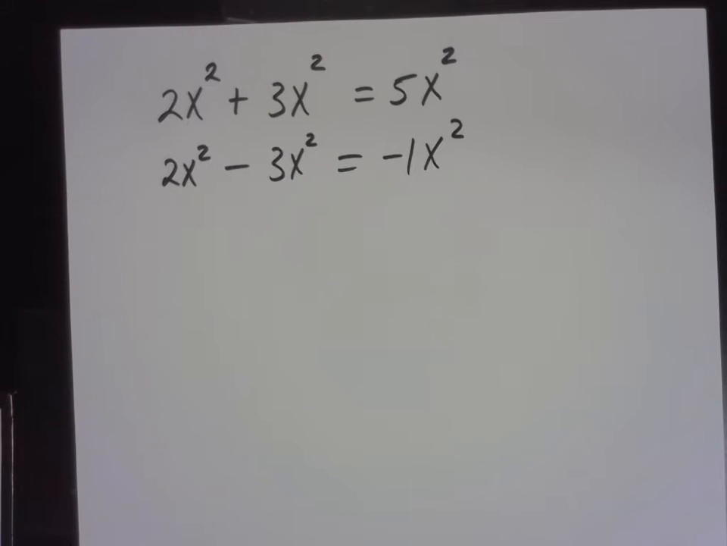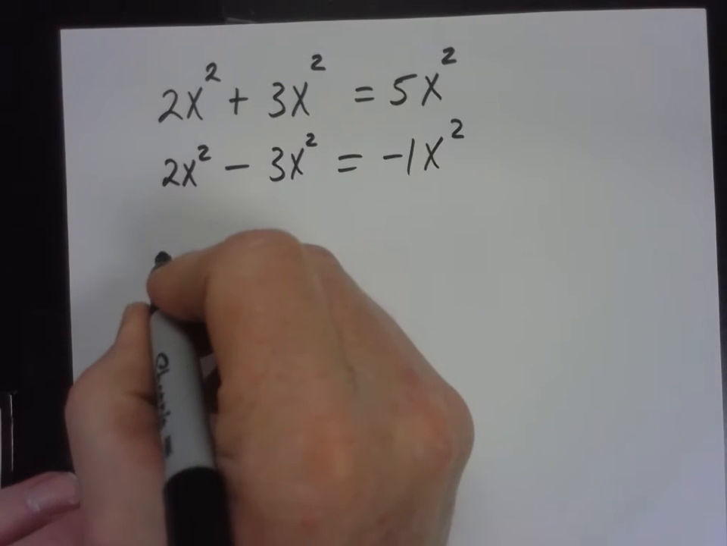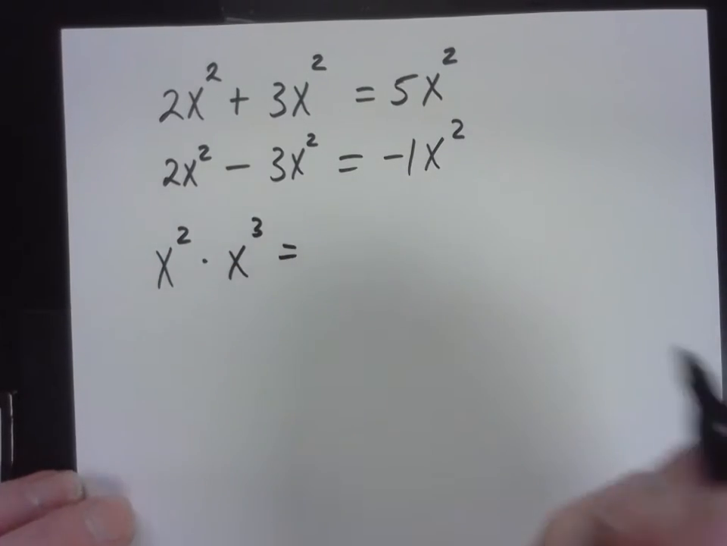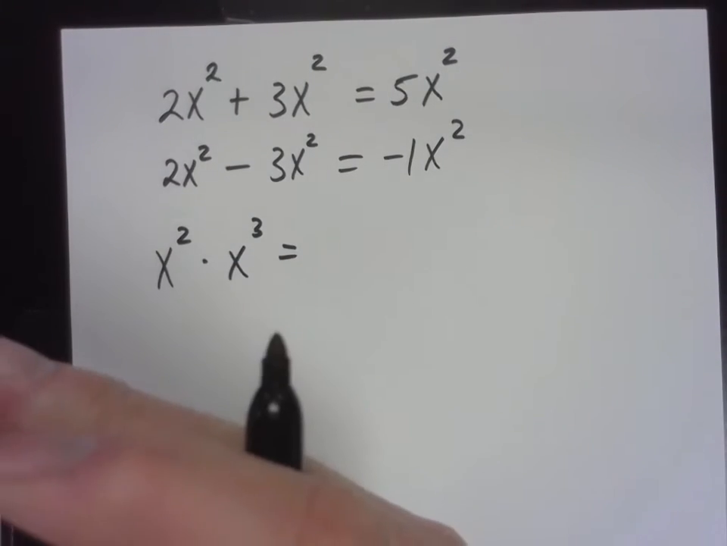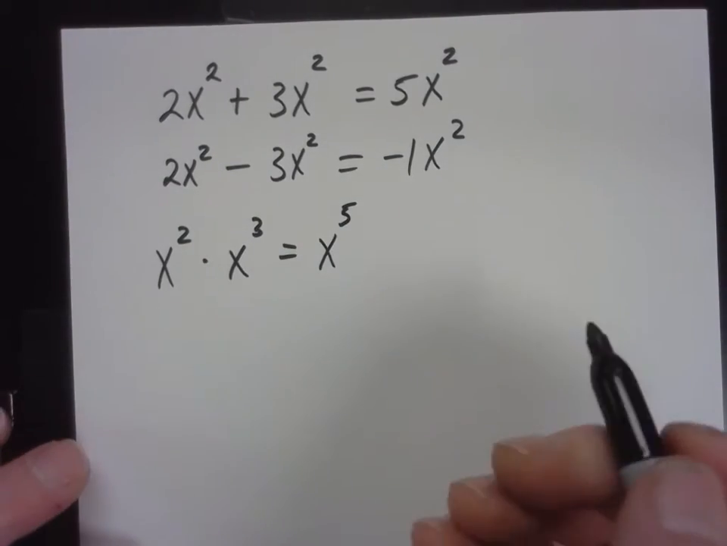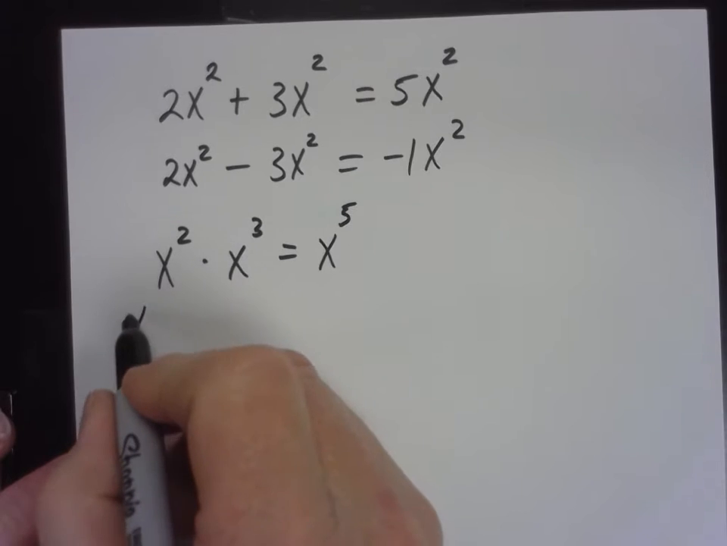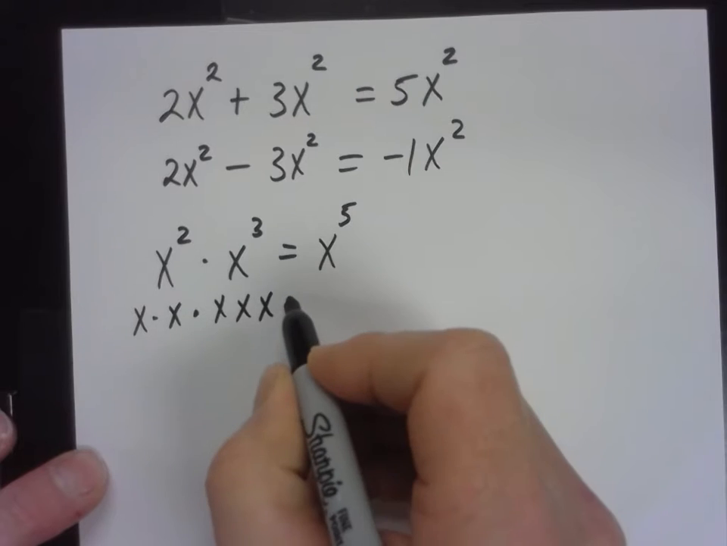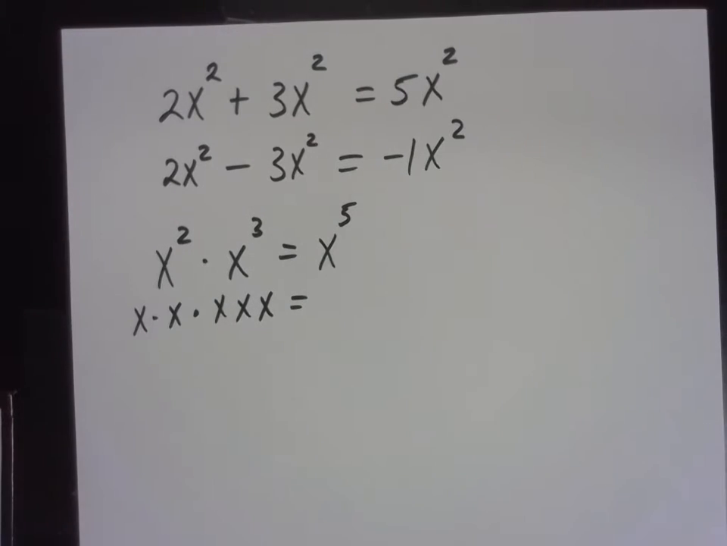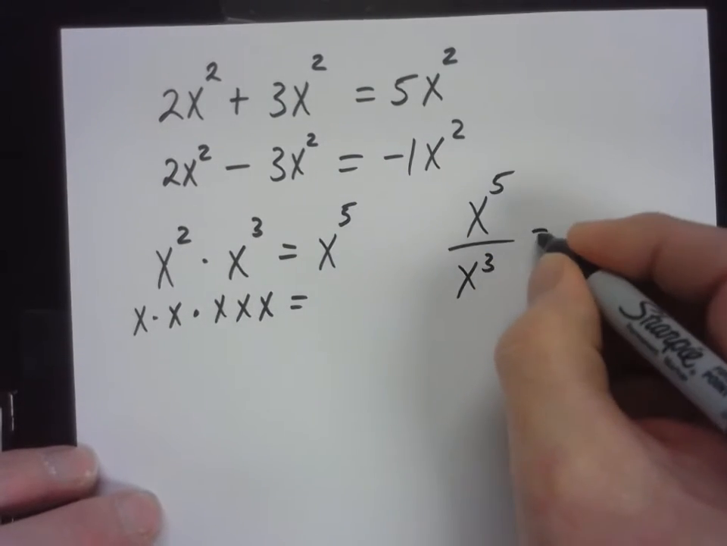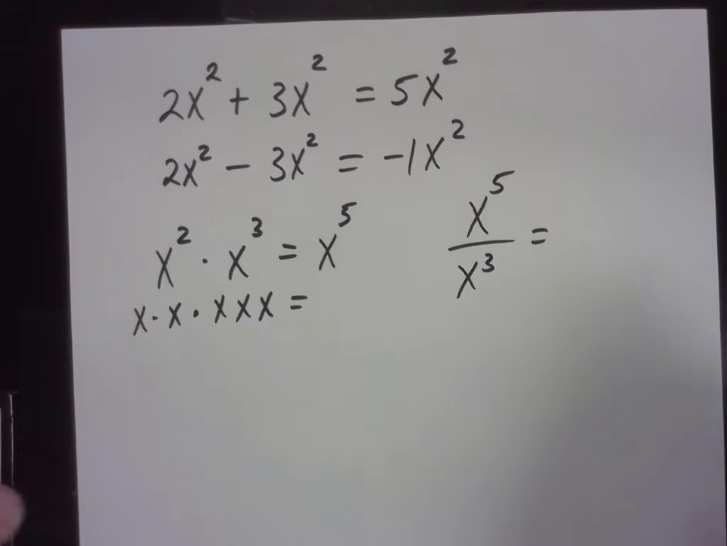Okay. What about when you're multiplying? X squared times x to the third. What are the exponents doing? They're adding: x to the fifth. And hopefully it makes sense. This is x times x, and this is x times x times x. And so there's literally 5 x's multiplied together here, aren't there? Okay. When we're dividing, x to the fifth divided by x to the third, what are the exponents doing? Yeah, they're subtracting.